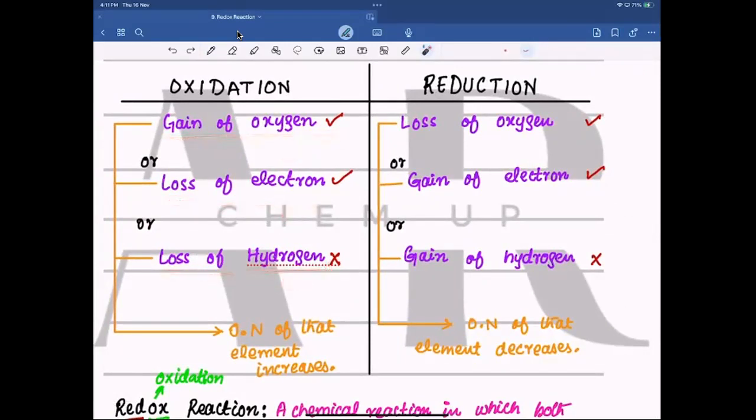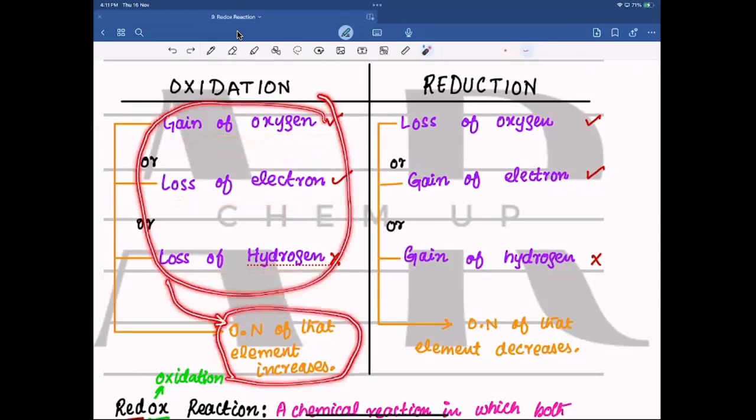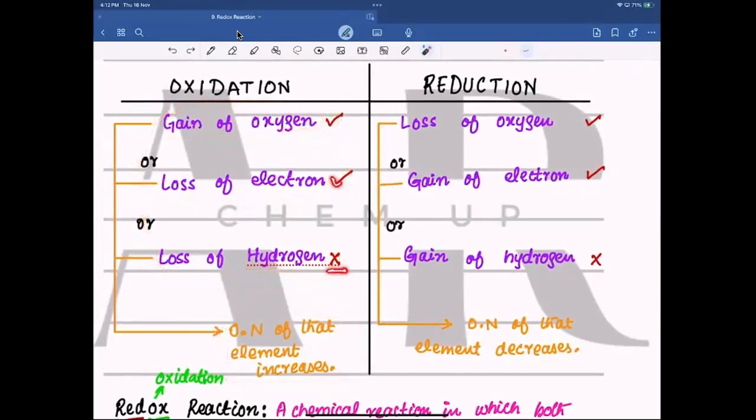And the important thing is that as a result of any one of these, the oxidation number must be increased. If the oxidation number isn't increased and you are observing any one out of these, then you can't consider it as oxidation. So, for example, you are observing that oxygen is lost, but when you figure out the oxidation numbers, you will see that the oxidation number stays the same. Then it means it's not oxidation.